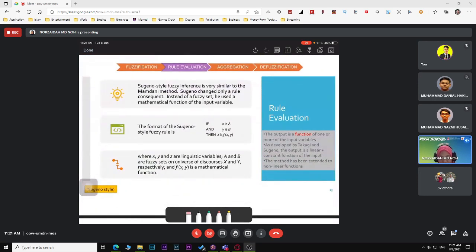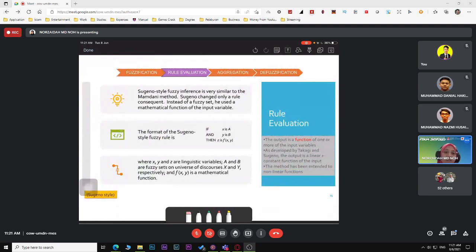So rule evaluation in Sugeno style fuzzy inference is very similar to Mamdani. However, instead of using the graph, we are using some constant. So the output is a function.